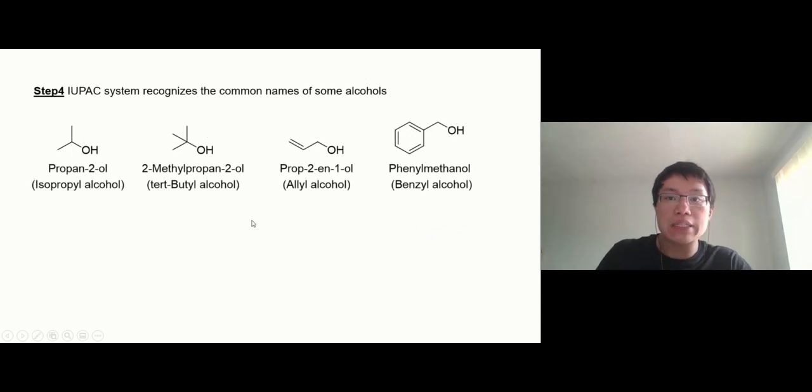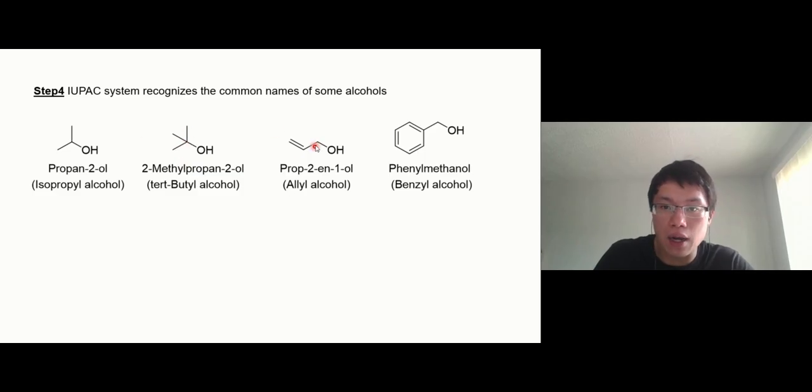So for some small alcohols, people used to use a common name, right? Let's take a look here. This guy is propan-2-ol, but we just call it isopropanol. So it's branched at the end, right? We have tert-butyl alcohol. So that's the tert-butyl group.